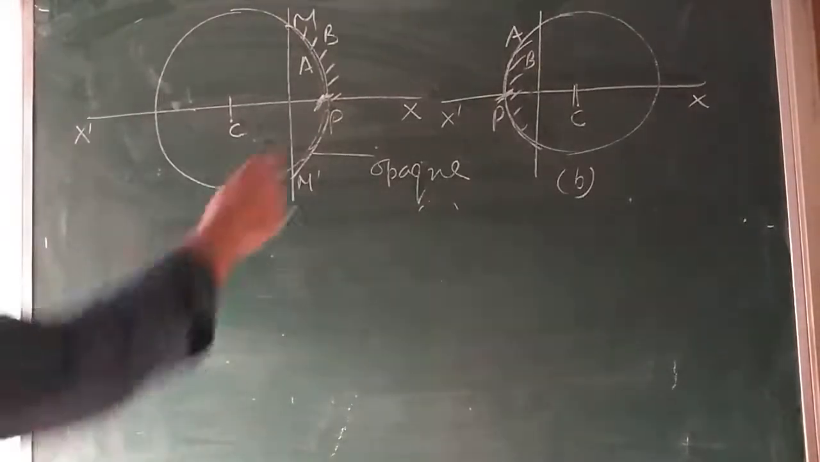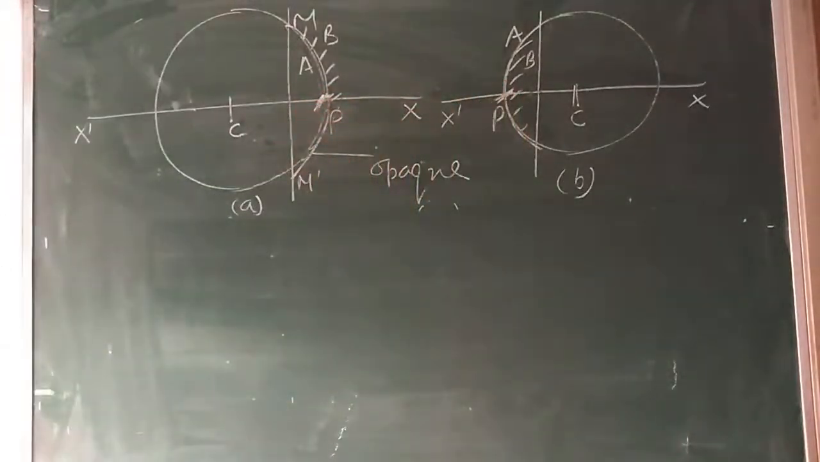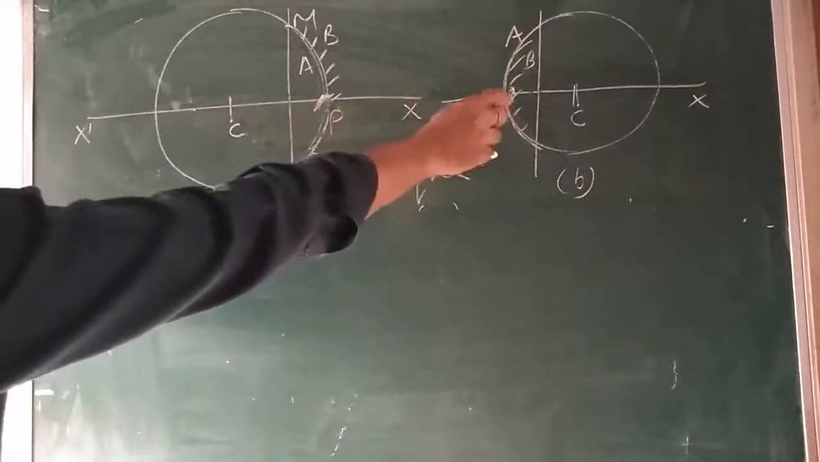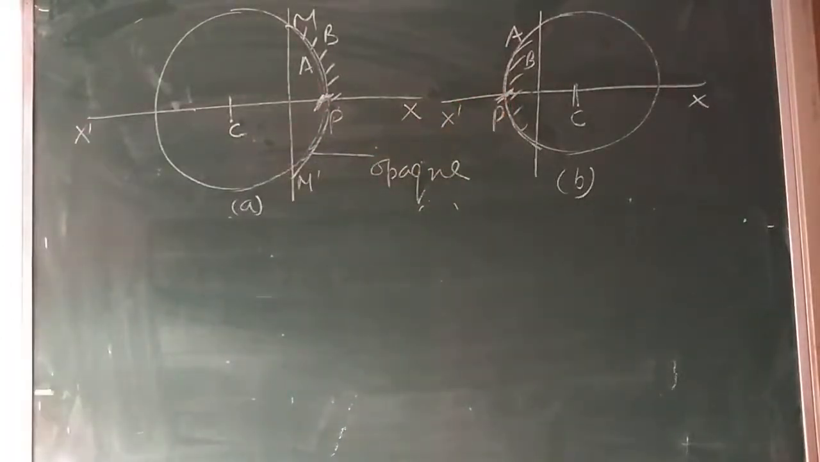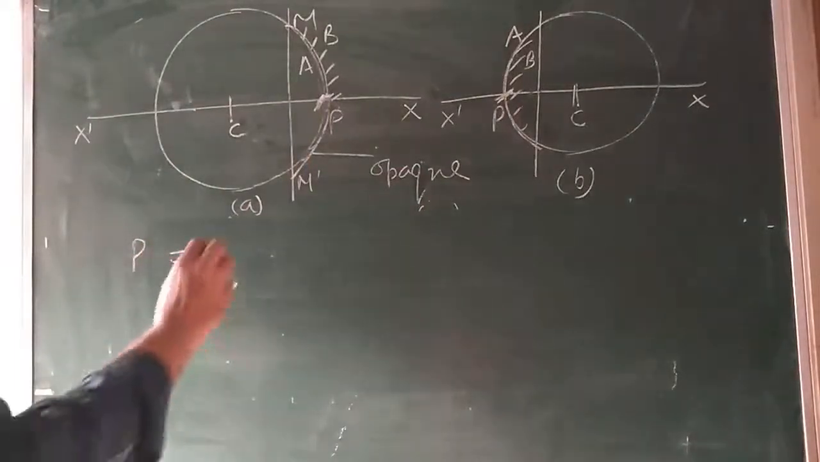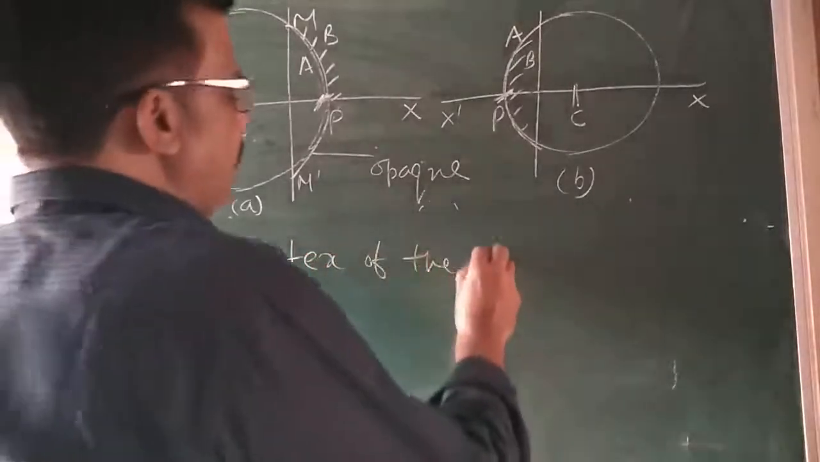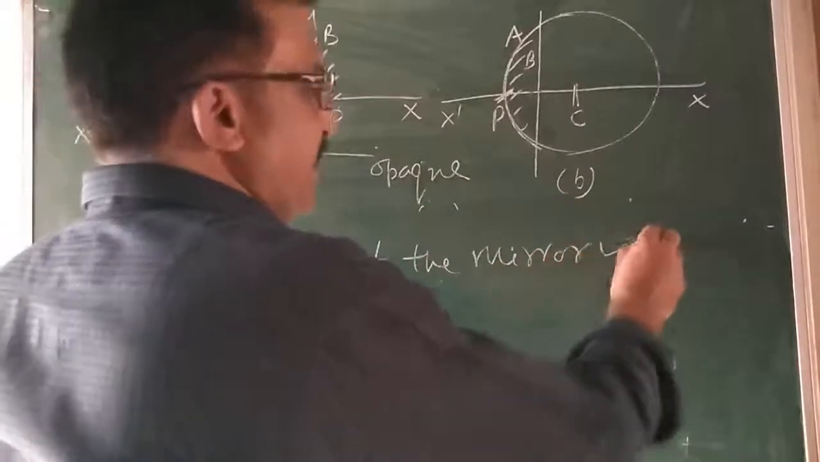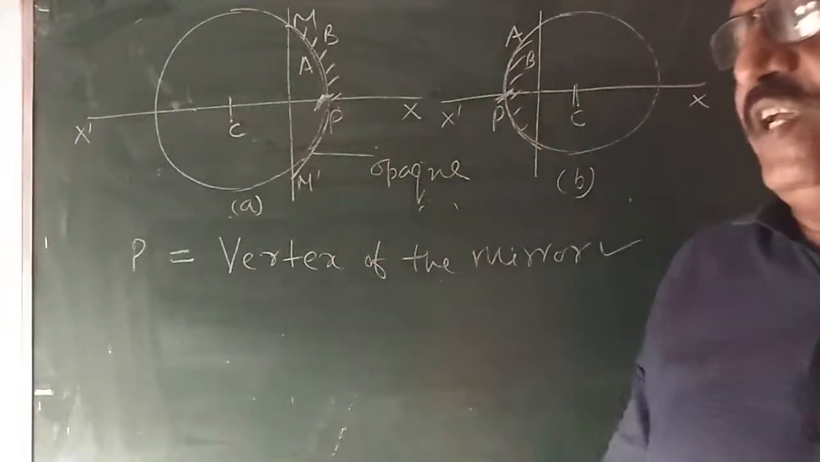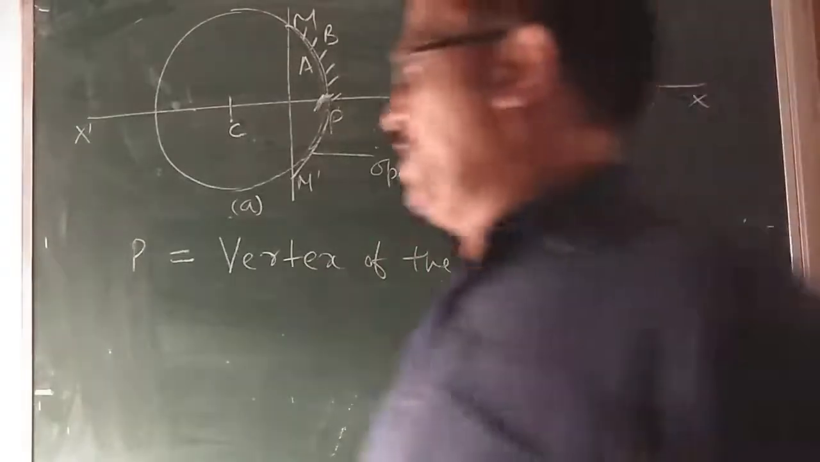Okay? The pole is usually represented by the letter P. Here P and here P. So P is the pole of a concave mirror and here P is the pole of a convex mirror. This P is also called vertex of the mirror. Some books also write this. This is the vertex of the mirror. Is it clear? Yes, sir. It's very interesting. This branch of physics is called optics.